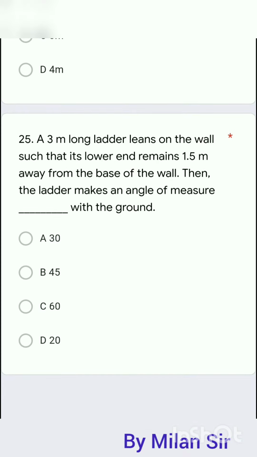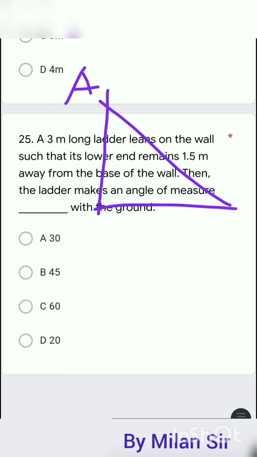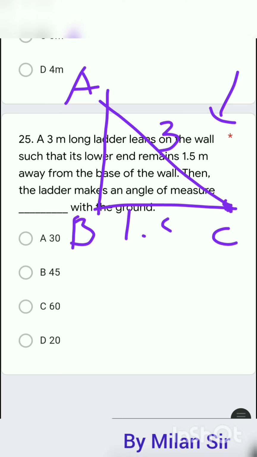Okay. After that, the last question, number 25. A 3-meter long ladder leans on the wall such that its lower end remains 1.5 meter away from the base of the wall. Then the ladder makes an angle with the ground. That means here we need to find the angle. Okay, a 3-meter long ladder, one wall is there. So first of all, one wall, one ladder is there. Now here AC is the ladder, right? So it is 3 meter, and the lower end of the ladder, that means point C, is 1.5 meter away from the wall, that means from B.